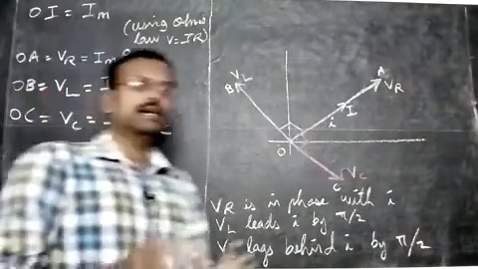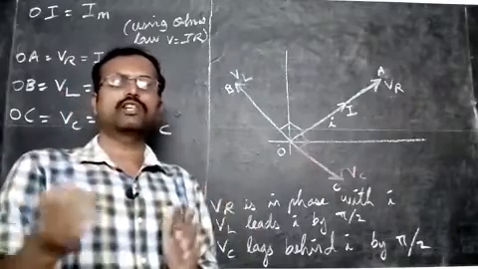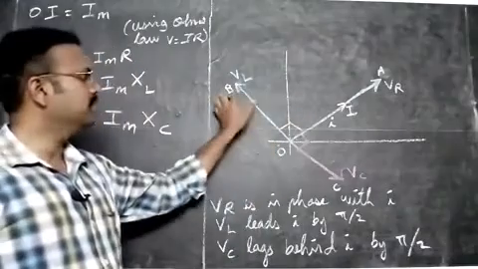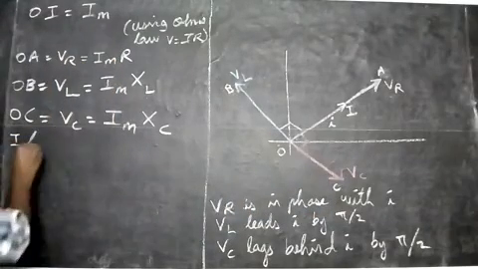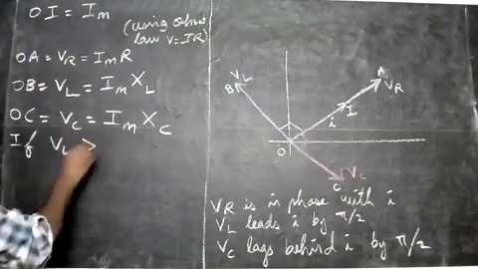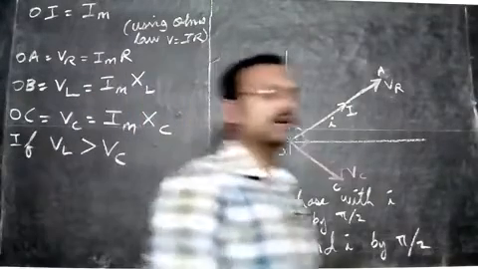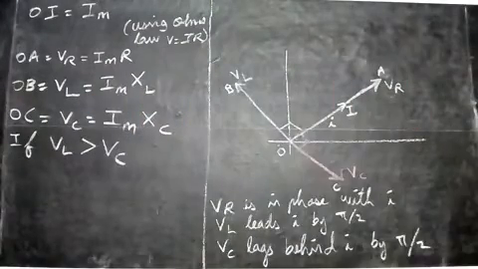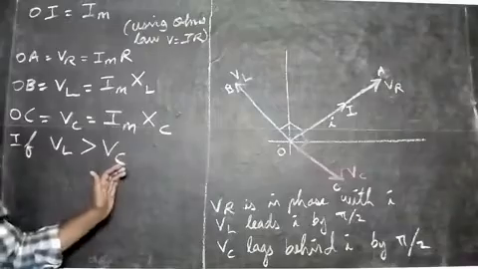Now let's consider if the voltage across the inductor is more than the voltage across the capacitor. If this is more than this one, what will happen? If VL is more than the voltage across the capacitor, then what will happen? Let's see this now. The voltage drop across the LC combination is VL minus VC.